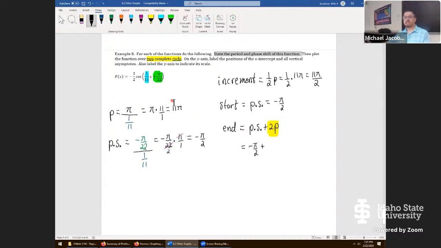plus 2 times this, so twice 11 pi. Now it becomes -pi/2 plus 22 pi. But then we definitely want to simplify this as much as possible to make life easier. So we'll multiply this by 2/2 to get -pi/2 plus 44 pi/2. We're almost there, folks. So it tells us the end on this one is 43 pi/2. Think of this equality for n tracing all the way to here, and that's finally where we're going to end up, 43 pi/2.